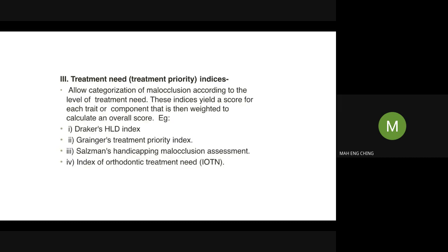Treatment need indices allow categorization of malocclusion according to the level of treatment need. These indices yield a score for each trait or component that is weighted to calculate the overall score. So every malocclusion feature gets a certain score, then they add up to a sum that reflects the severity of the malocclusion. We have Draper, Salzmann, IOTN. We're going to talk about them one by one.